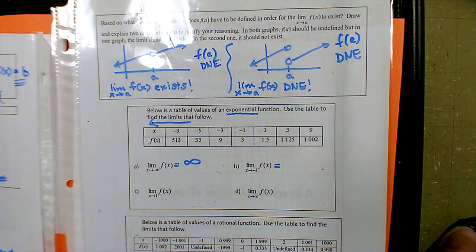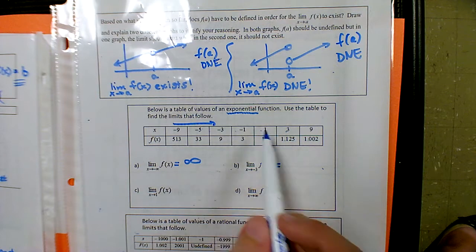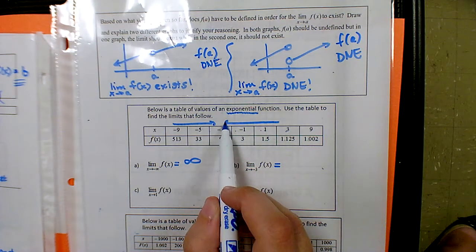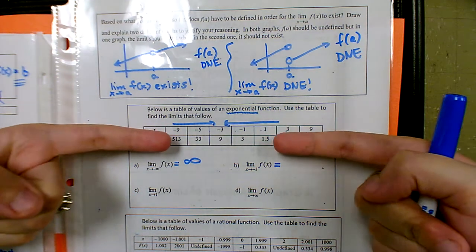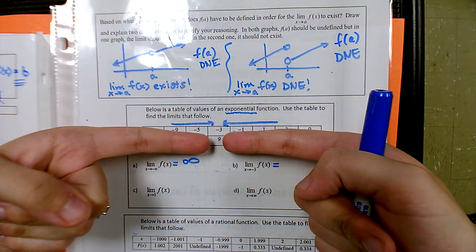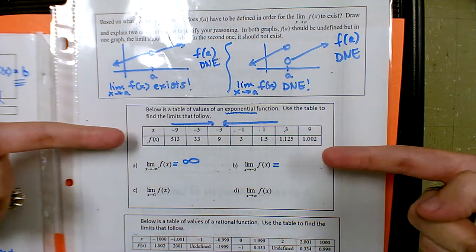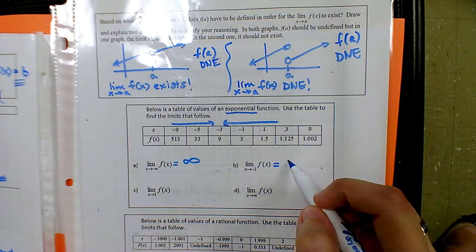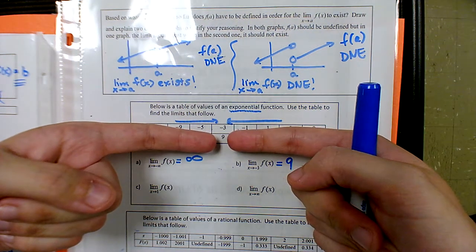Okay, so remember, we've got to come in from the left and the right and see if we approach the same thing. If we approach -3 from the left, and if we approach -3 from the right, what does the height look like it's getting closer to? What are we kind of narrowing in on as our height value? We're narrowing in on 9, yep. As you come in from the left and the right, notice how you're getting closer to 9.